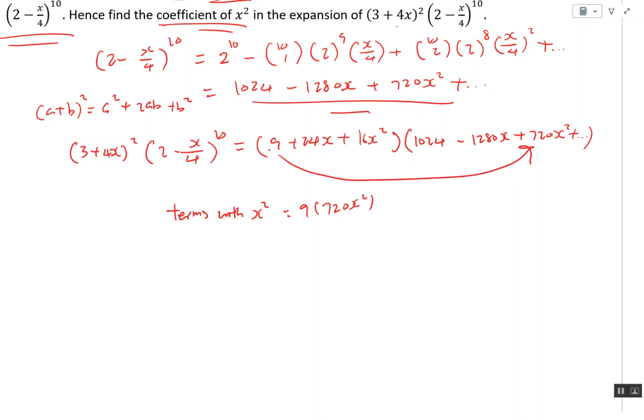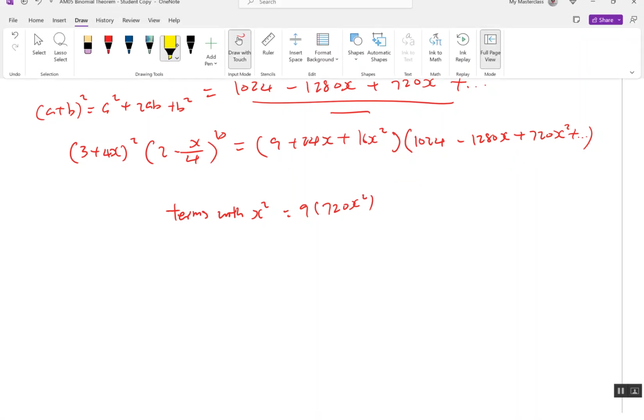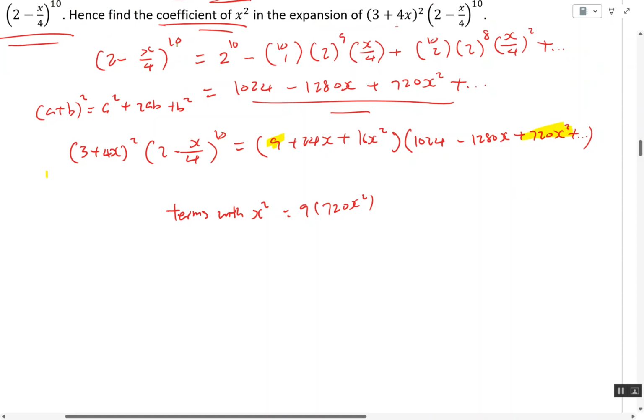Okay, so in your working, please don't draw this arrow. This one we draw in the notes is to show you how it works. So your 9, you multiply it. Instead of drawing the arrow, I'll highlight it for you to see: 9 multiplied by the x squared term here.